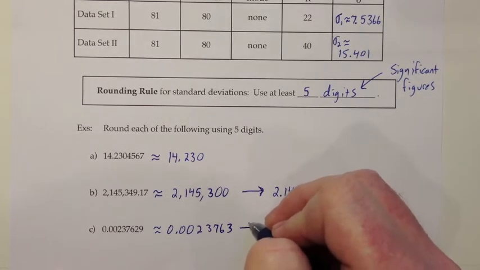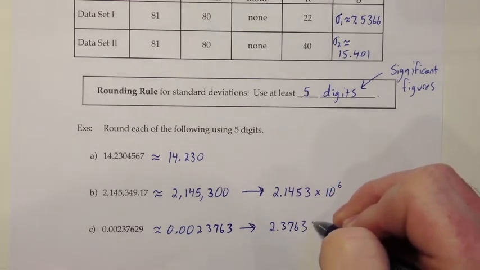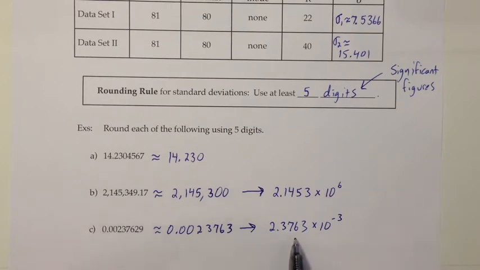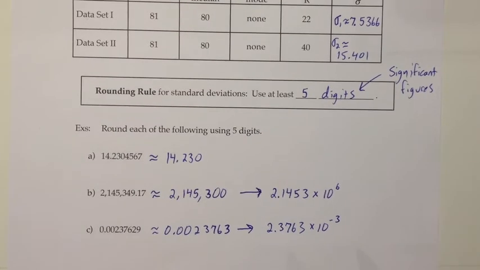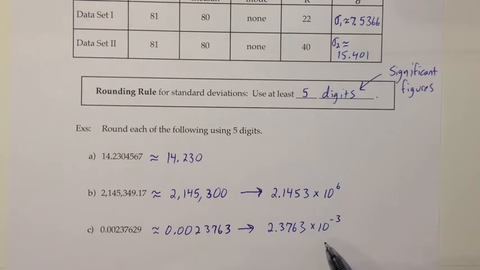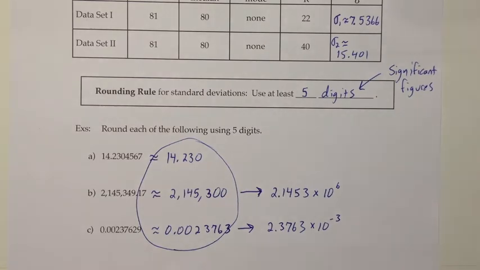And if you did this one, it would be 2.3763 times 10 to the -3, and again, you see when we went to scientific notation, we didn't need those digits, just 1, 2, 3, 4, 5. So that gives you maybe a little bit of an insight as to why we wouldn't count the zeros at the end of a big number or at the beginning of a small one. But please don't be confused by this. You don't have to change these to scientific notation. This is the way I would leave all 3 of those if it was a standard deviation question.